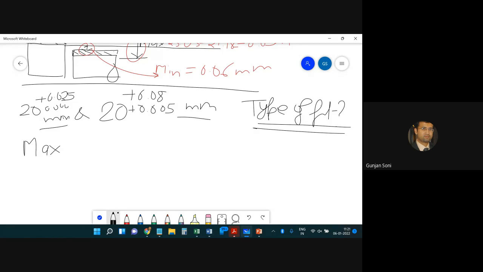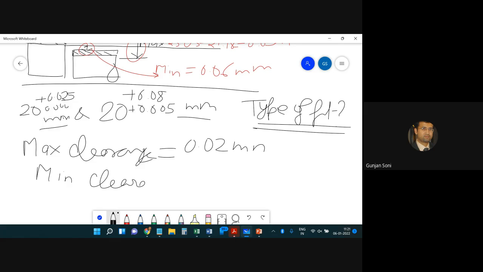Maximum clearance is 0.02 mm. And minimum clearance is minus 0.08 mm. Okay, these are your maximum and minimum clearance values. So we can see one is positive, one is negative. So that's how it is.